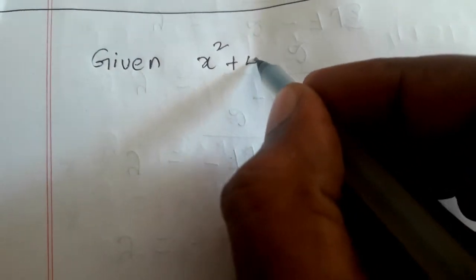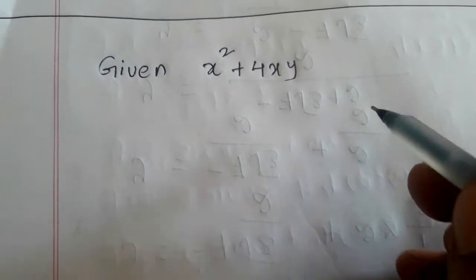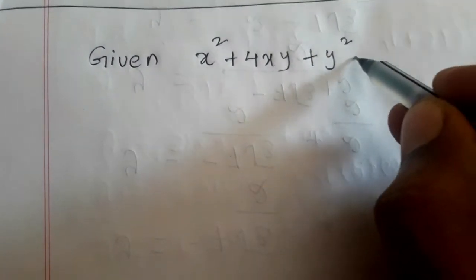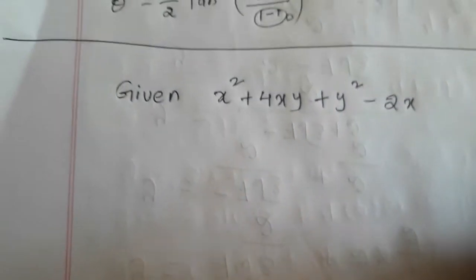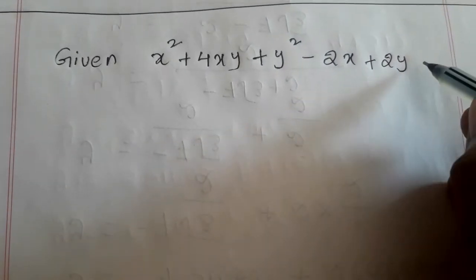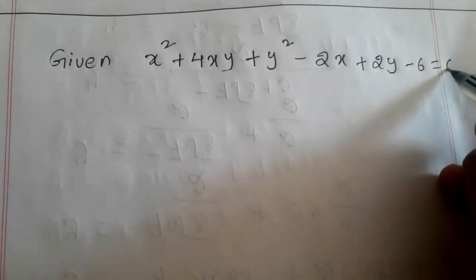So just you see, we will write the question here. Given equation is nothing but x square plus 4xy plus y square minus 2x plus 2y minus 6 is equal to 0. This is the given equation.